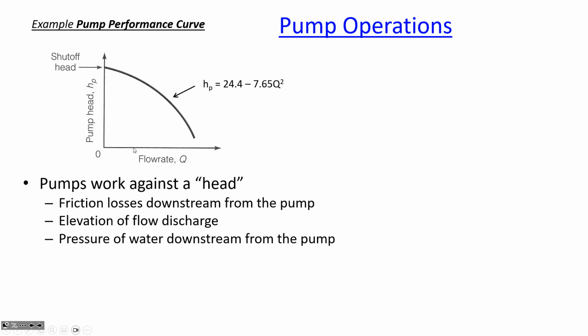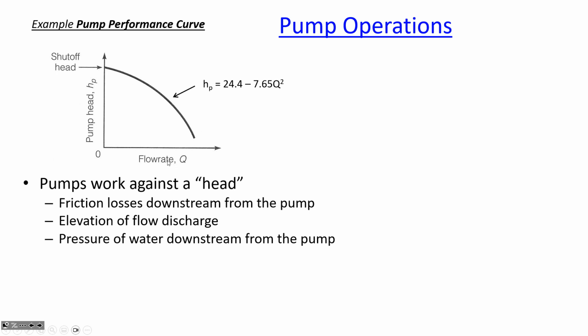but as the flow rate increases, there's a decreasing rate of pressure that's being added. And this formula, H sub P equals 24.4, not every pump has these coefficients and intercept. This is just an illustration to show you the two components here. So first of all, the 24.4, that's what we'd call the shutoff head. That is how much head the pump is adding to the system at essentially zero flow rate, or at a very, very low flow rate.